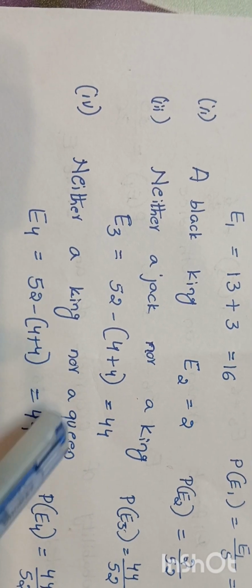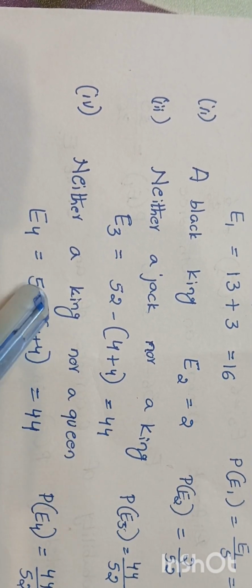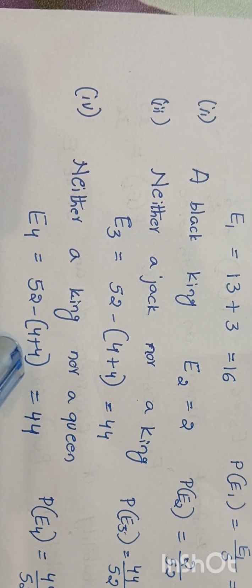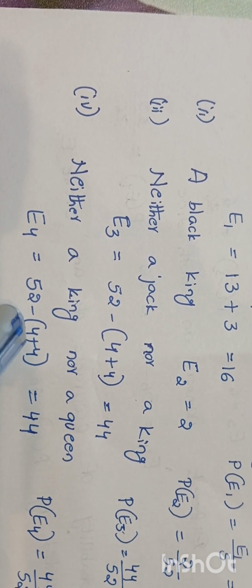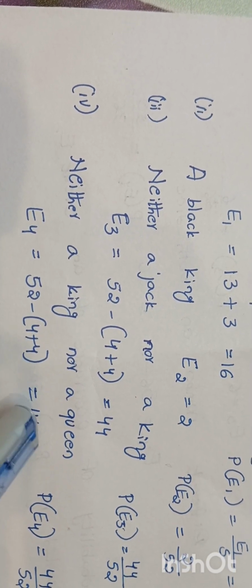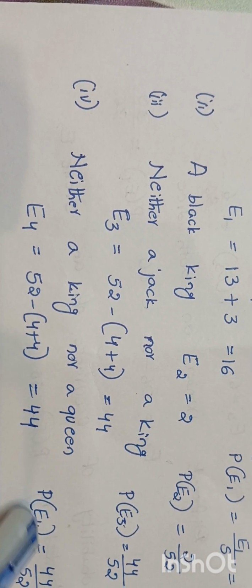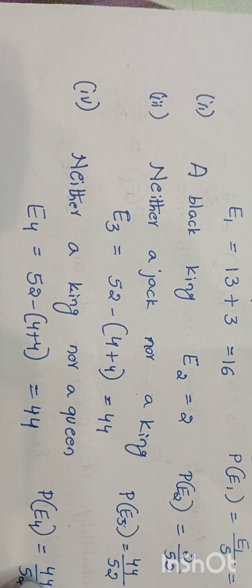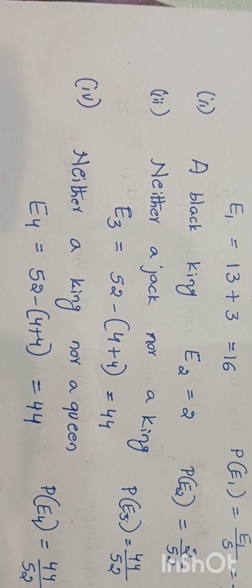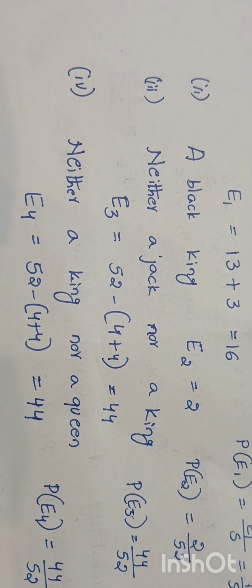Neither a king nor a queen. Both are excluded. 4 kings and 4 queens, total 8. 8 cards are subtracted from the total 52 cards. We got 44. Probability is equal to favorable outcomes by possible outcomes. That is 44 divided by 52.